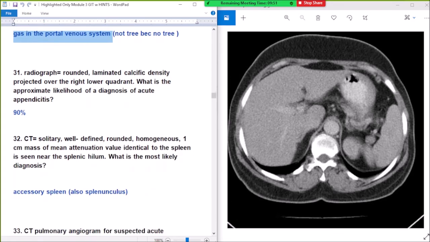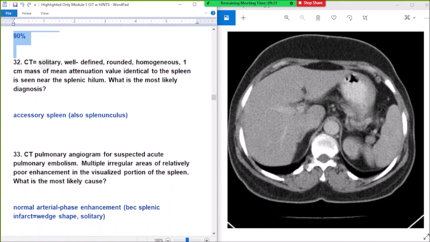Question number 31. Radiograph shows rounded laminated calcific density projected over the right lower quadrant, in the right iliac fossa. What is the approximate likelihood of diagnosis of acute appendicitis? 90%.